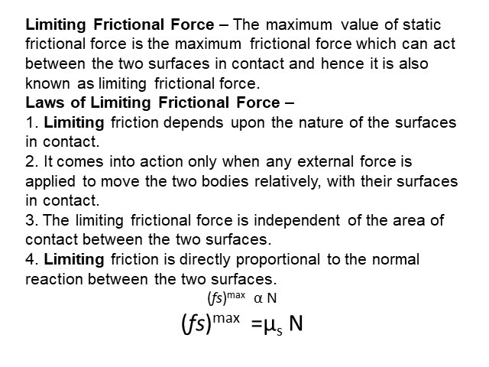The limiting frictional force is directly proportional to the normal reaction between the two surfaces, or you can say that Fs maximum is directly proportional to R. When you remove the proportionality sign, you will get a constant, and that constant is the coefficient of static friction. So the coefficient of static friction will be the limiting frictional force Fs maximum divided by the normal reaction N.